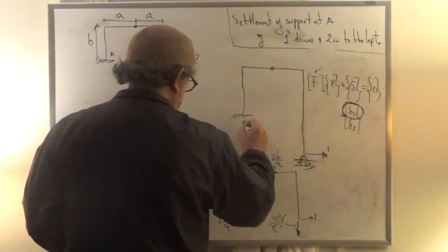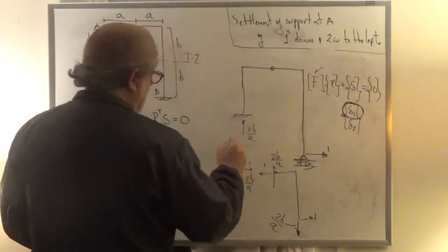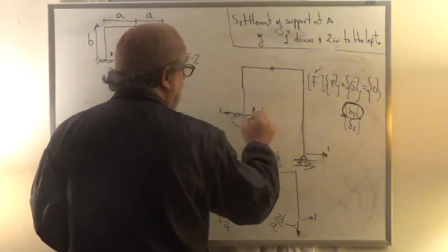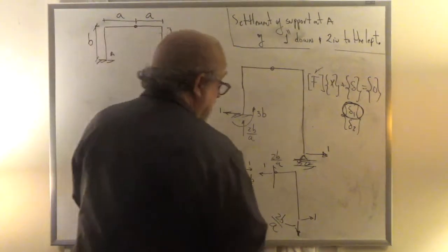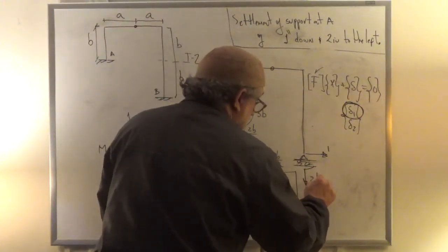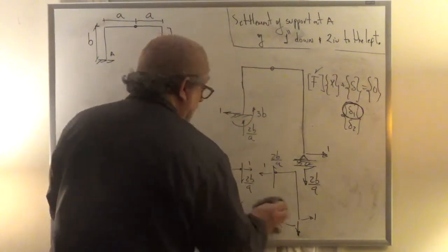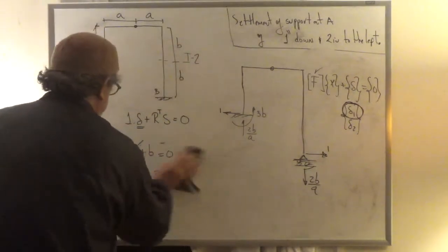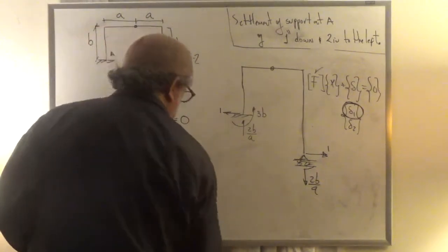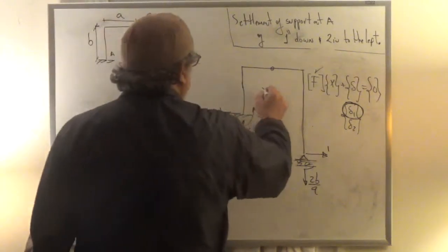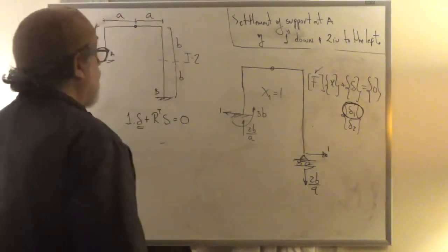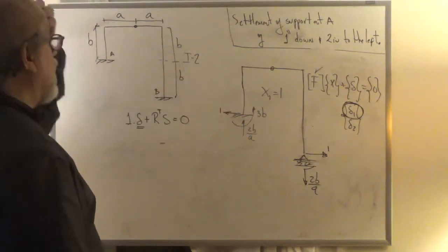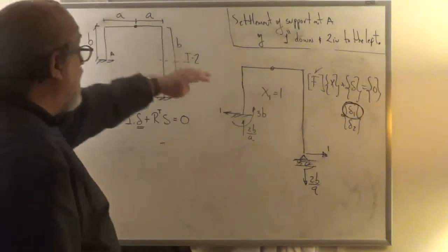So I'll put this thing here. The reaction here is 2b over a. The reaction here is 1. The reaction here is 3b. And on this side, the reaction is 2b over a. I'll erase these little gizmos here. And let us focus on our equation, right? This is x1 equal to 1, which is used to calculate delta 1 for settlements that are not at the location of the redundants, right? So we have x1 equal to 1 here.